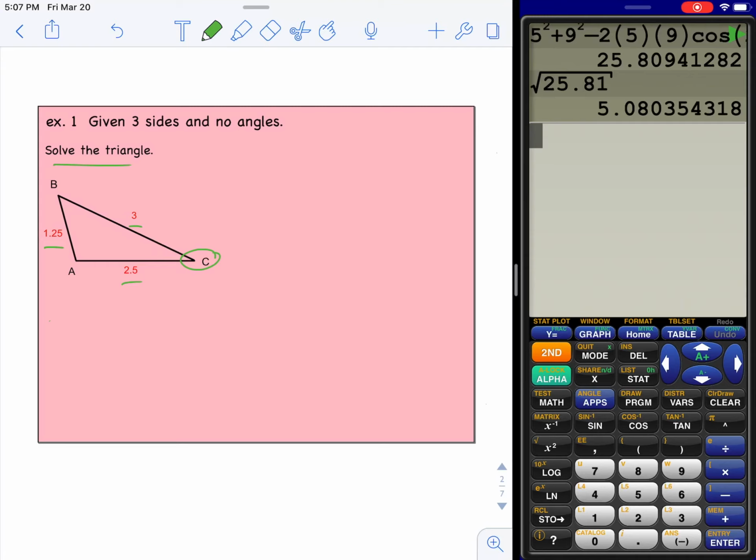So I'm just going to go ahead and start with angle C. So I'm going to use the one with C on the left and cosine of C all the way on the right. And in the middle, a squared plus b squared minus 2 times a times b times the cosine of C. All right, time to plug those numbers back in.